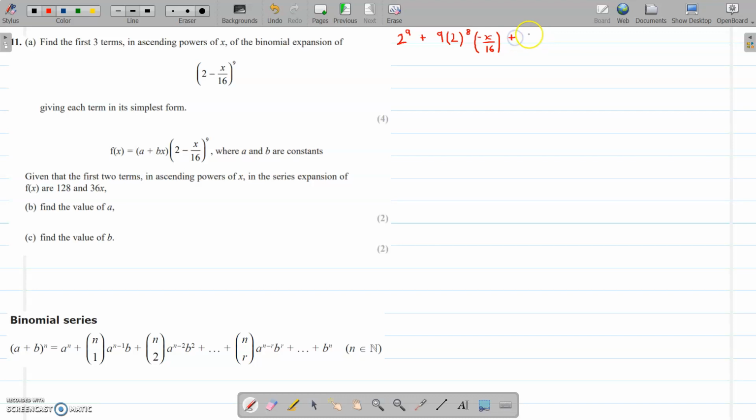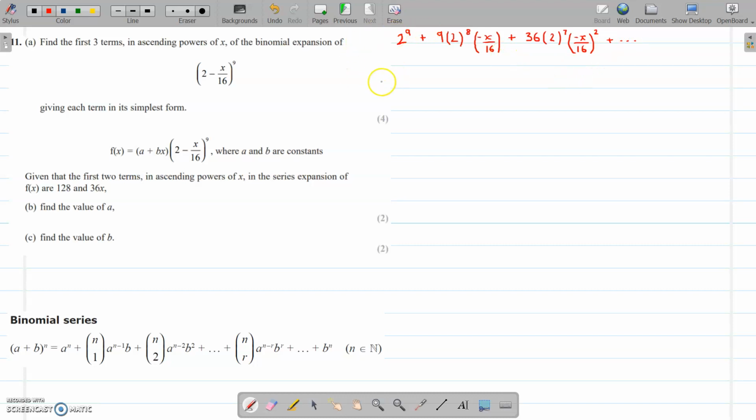And the third term is 9C2, which on the calculator is 36. That's times 2 to the power 7 and negative x over 16 all squared. So that bit's squared. And then it would go on after that, but you don't need to add any more terms.